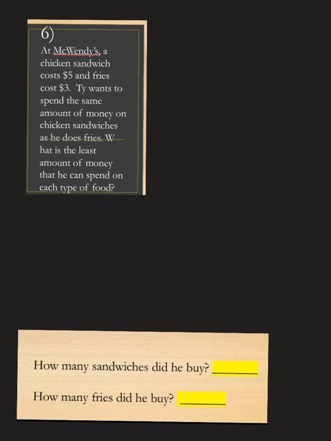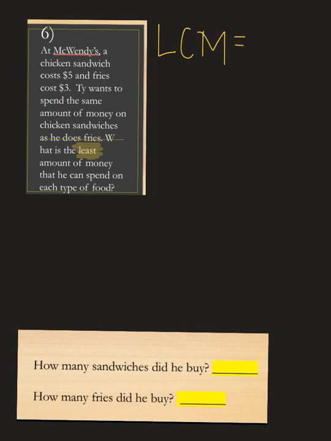Okay, number 6. At McWendy's, a chicken sandwich costs $5 and fries cost $3. Ty wants to spend the same amount of money on chicken sandwiches as he does on fries. What is the least amount of money that he can spend on each type of food? We should highlight the keyword least. And least tells us we need to be finding our least common multiple, our LCM.